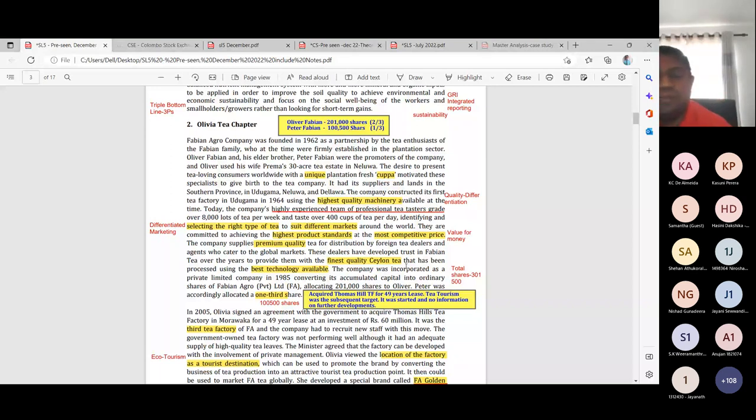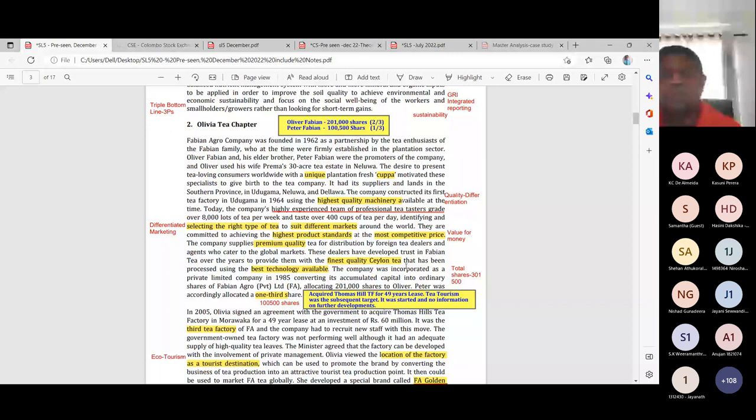These dealers have developed trust in Fabrian tea over the years to provide them with the finest quality Ceylon tea that has been processed using the best technology available. Again, this talks about the strategy. This is completely about differentiation. Quality is the main focus area.